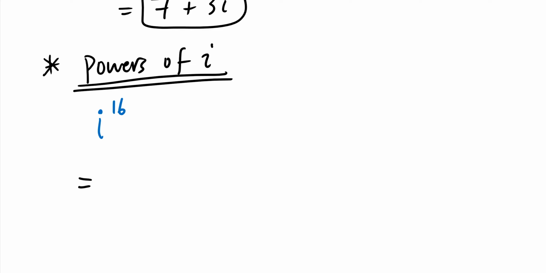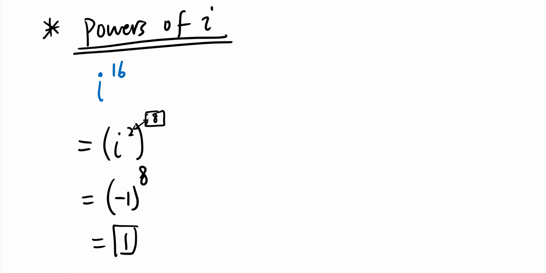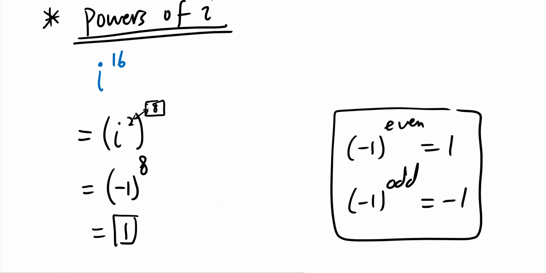To do so, we always start with i squared. That's the trick. That's the key here. And then ask yourself, what am I going to put here on the top? If I multiply it by 2, it gives me 16. That would be 8, right? 8 times 2 is 16. But we know i squared is negative 1. So negative 1 to an even power is always going to be 1. Any even number is 1. Negative 1 to an odd power is always negative 1. Very important to know.